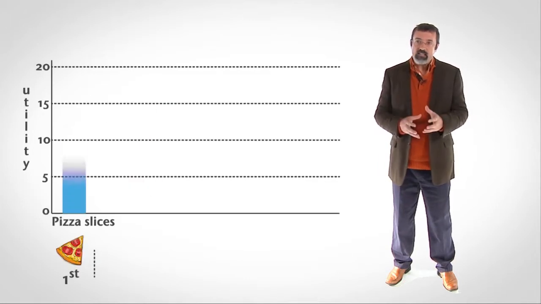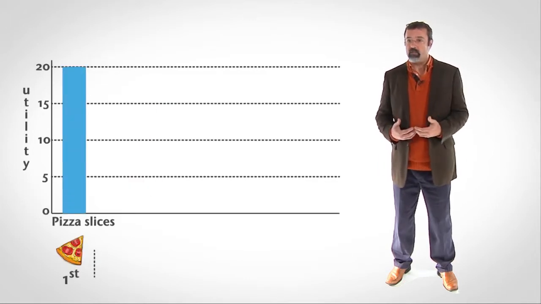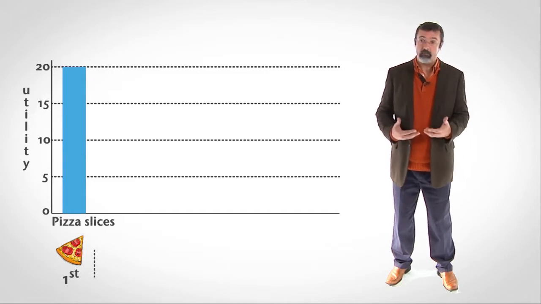identical in every way. For example, suppose you've not eaten all day. You got up early, went to class, skipped lunch, and then went to work. When you finally get home, you order a pizza. The first slice of pizza gives you a large amount of utility because you're very hungry and you like pizza.